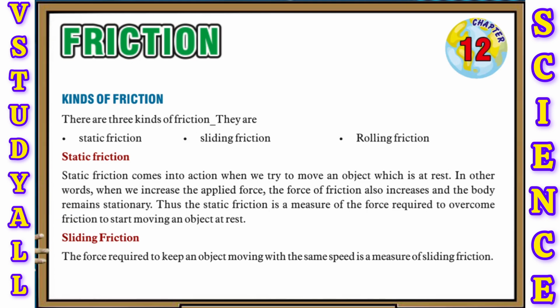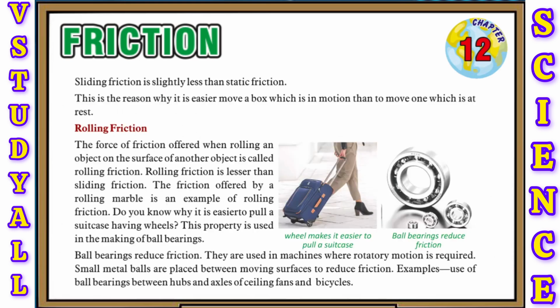So now let's see sliding friction. The force required to keep an object moving with the same speed is a measure of sliding friction. Sliding friction is slightly less than static friction. This is the reason why it is easier to move a box which is in motion than to move one which is at rest. So now let's see the next type of friction, that is rolling friction.